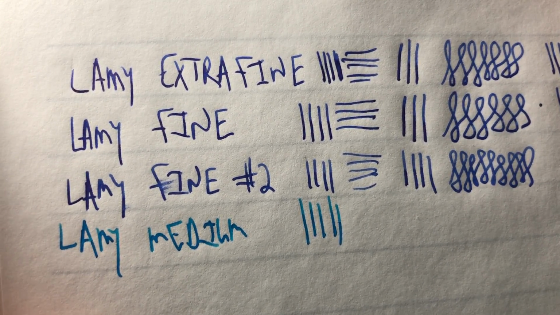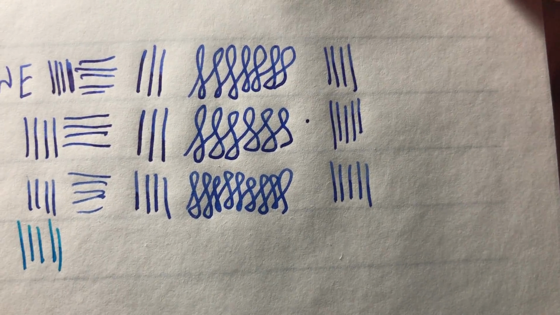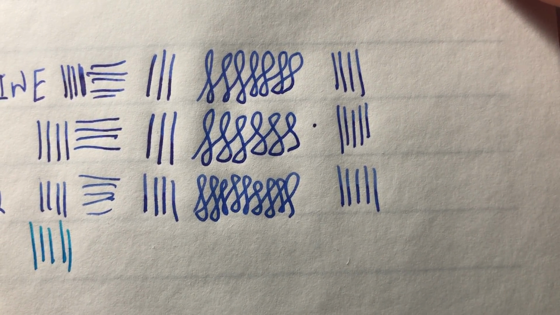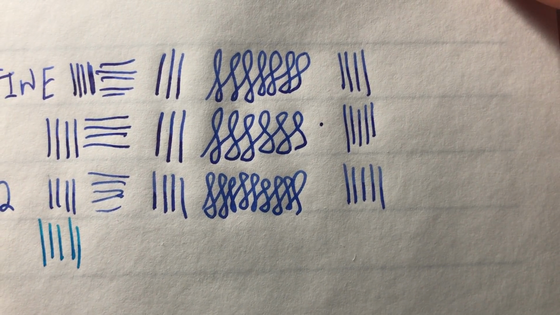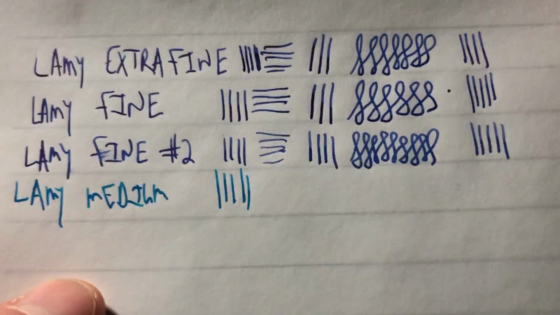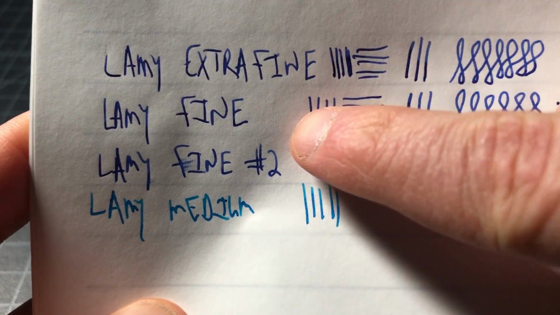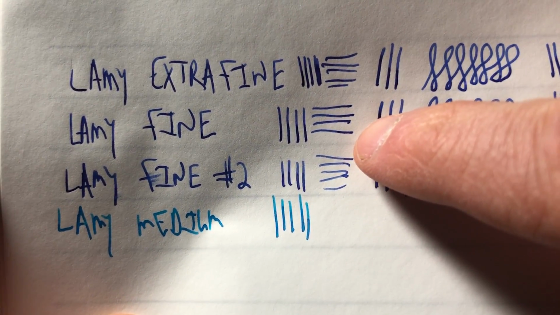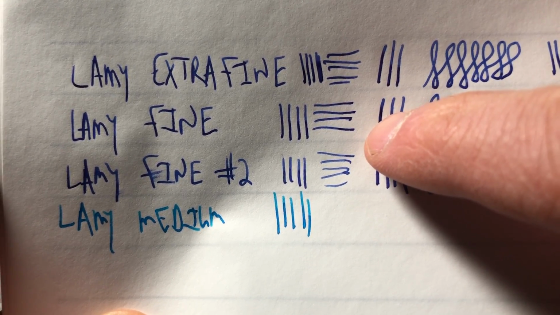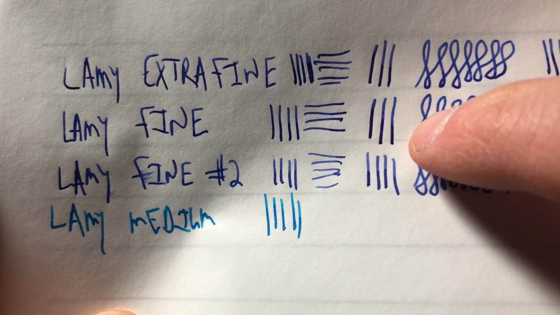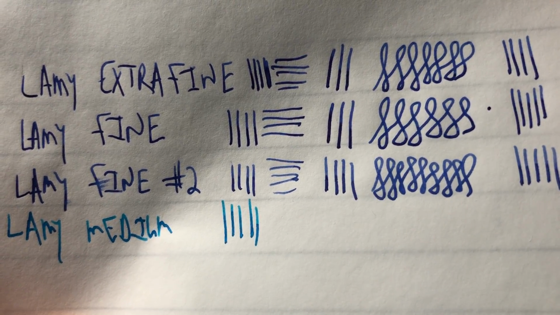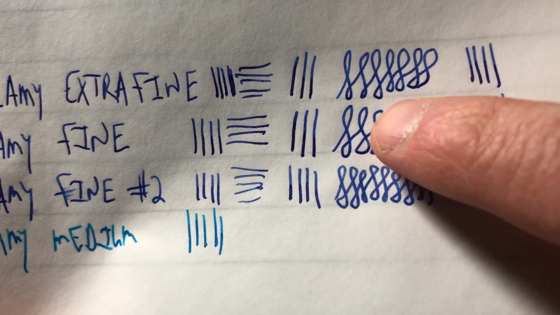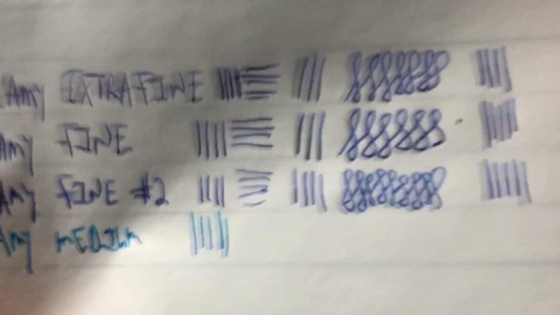So extra fine might seem a hair finer. It's really hard to tell. It's not very noticeable in the general writing. With lines, it does not seem very noticeable. With pressed lines, like a little bit more pressure, there I think you could see the fine putting down a little bit more ink than the extra fine.